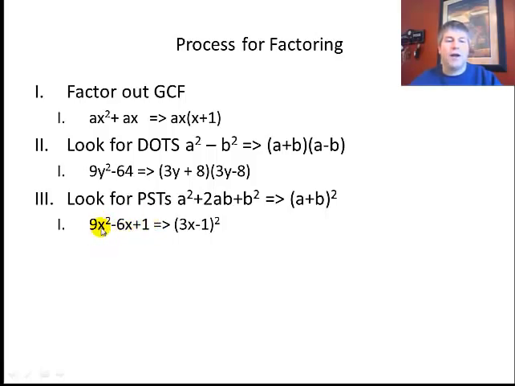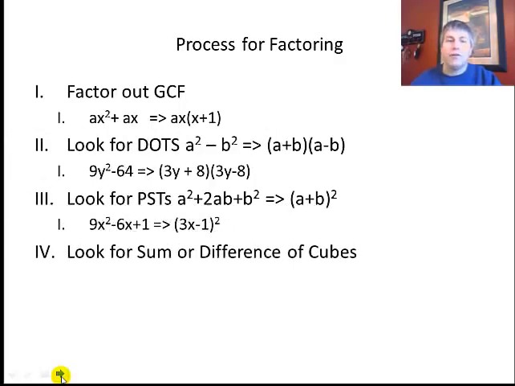So 9x squared minus 6x plus 1. 1 and 9x squared are both perfect squares. The square root of 9 is 3. 3 times 1 times 2 is 6. So we've got a negative 6, so that factors to 3x minus 1 quantity squared.